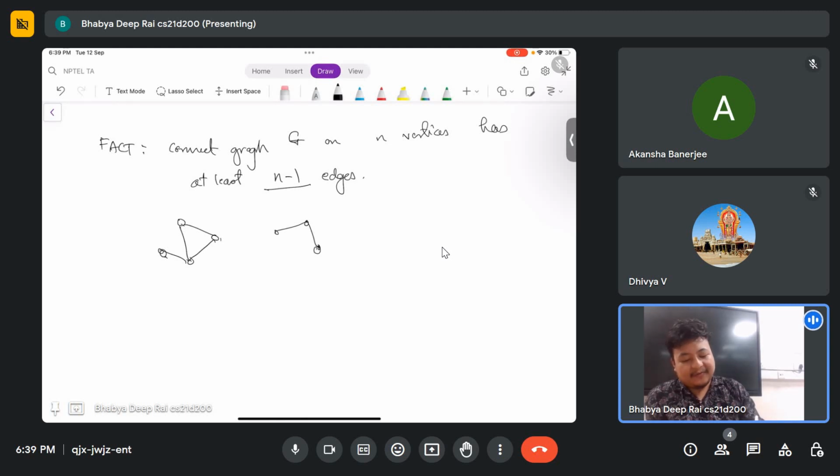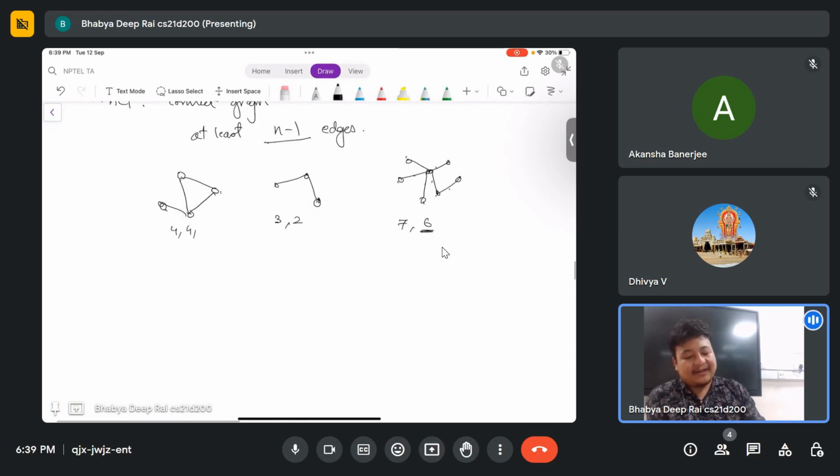This is a connected graph: 3 vertices, 2 edges. Here you have 4, 4. Here 1, 2, 3, 4, 5, 6, 7, 7 vertices. How many edges? 1, 2, 3, 4, 5, 6. 6 edges. No connected graph is going below n minus 1 edges. So this is the fact here.